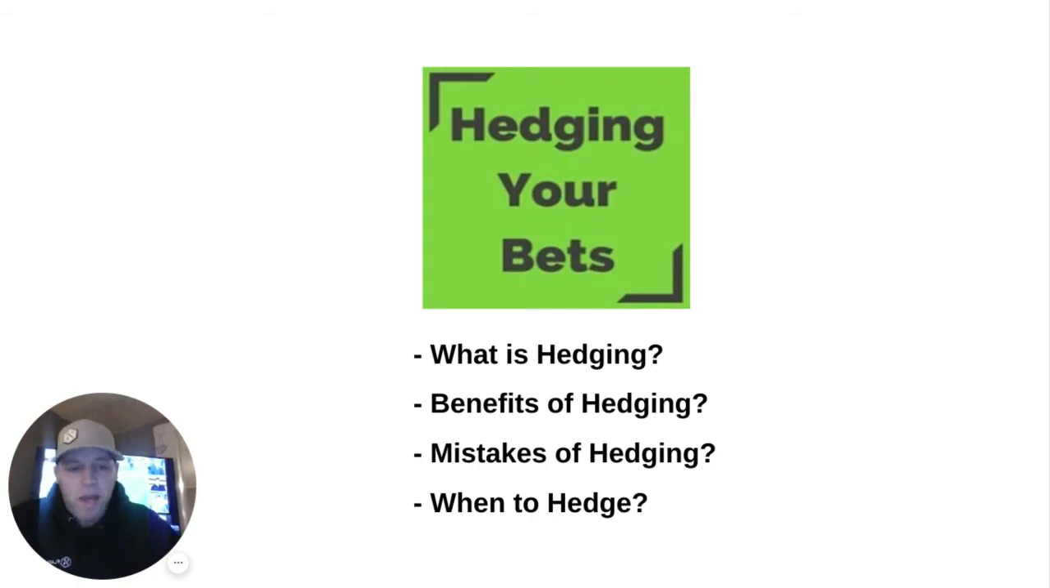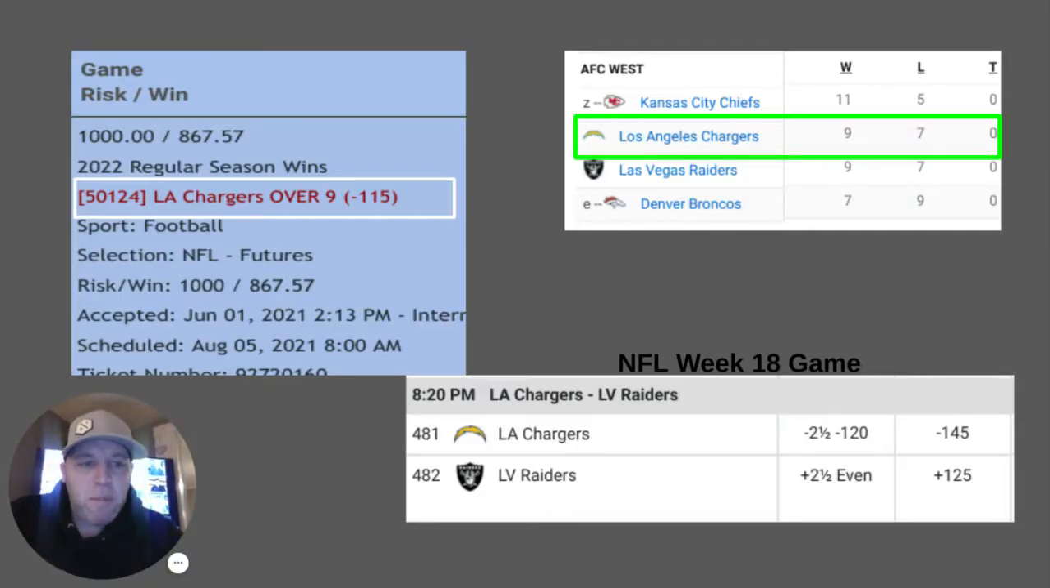There's a ton of ways you can hedge, but this example is a situation I'm actually facing right now at the time of this recording. Before the season started, I made a bet on the LA Chargers to win over 9 regular season games this year. And as of right now, they currently have exactly 9 wins. They play their final game of the regular season in a few days against the Raiders.